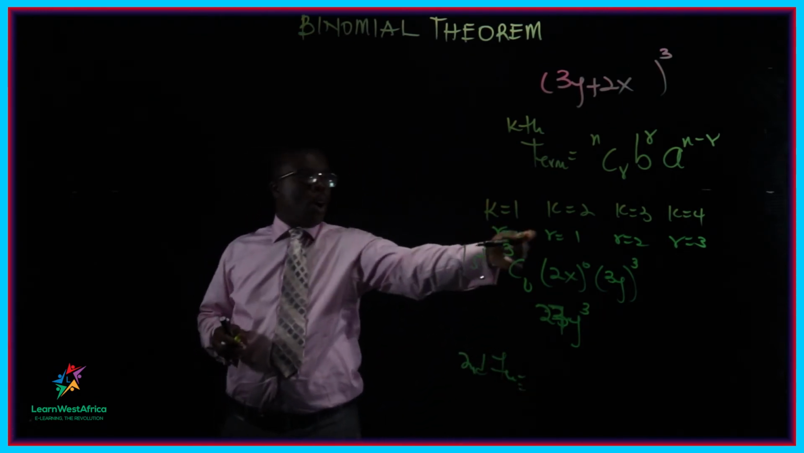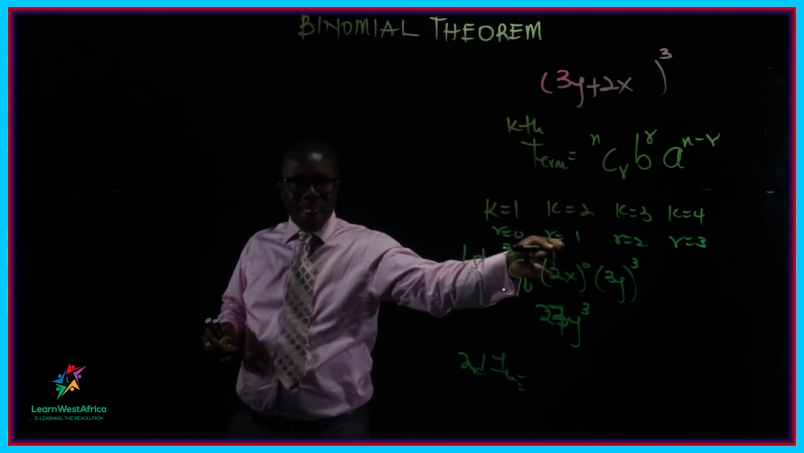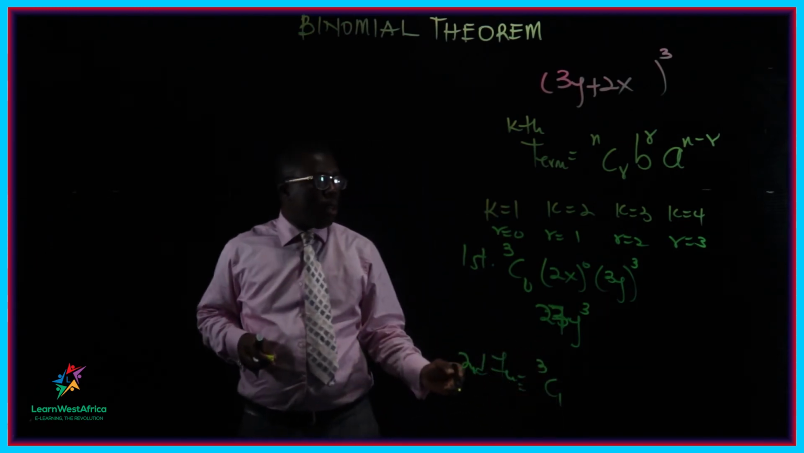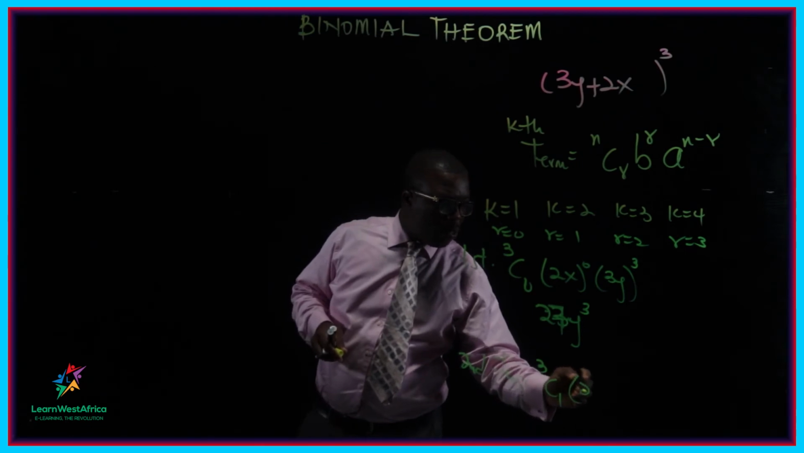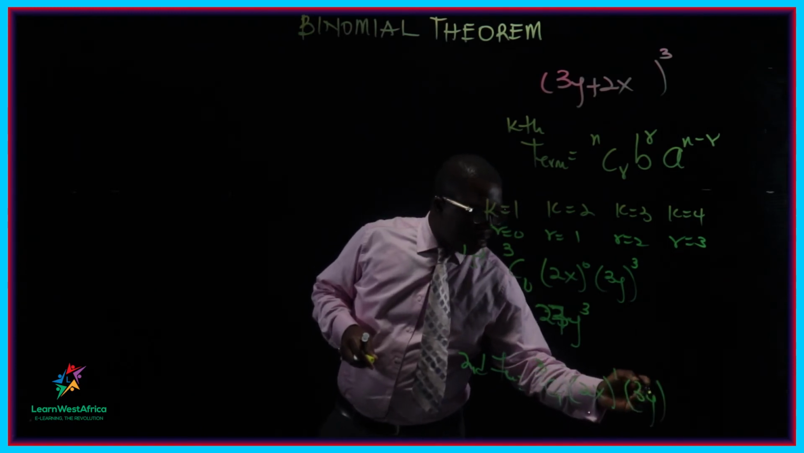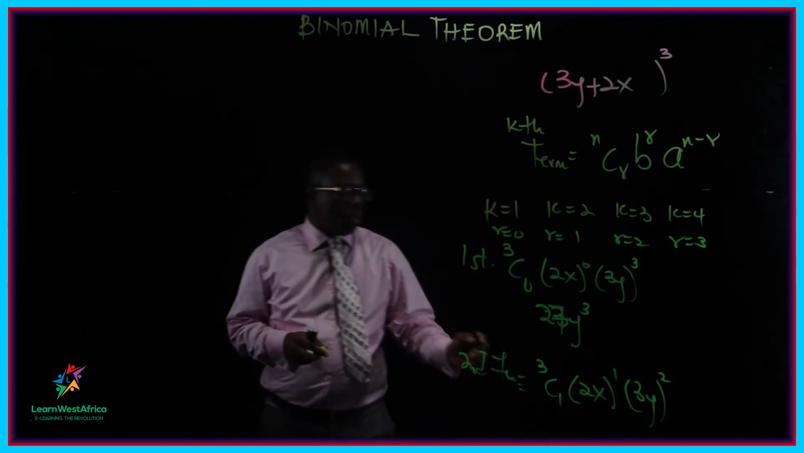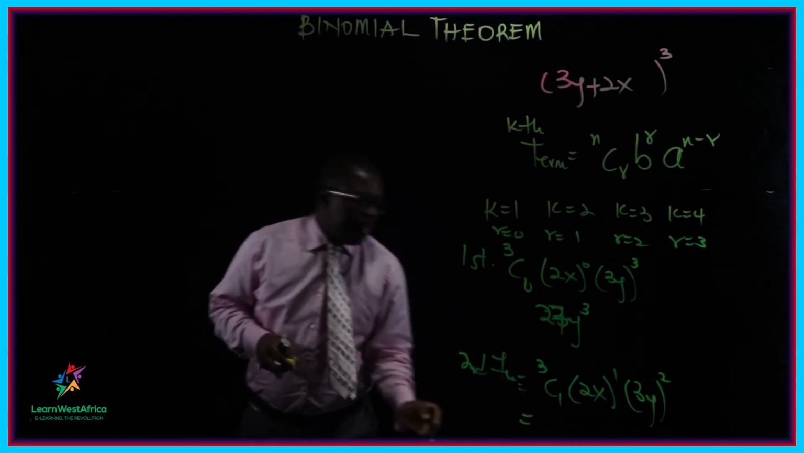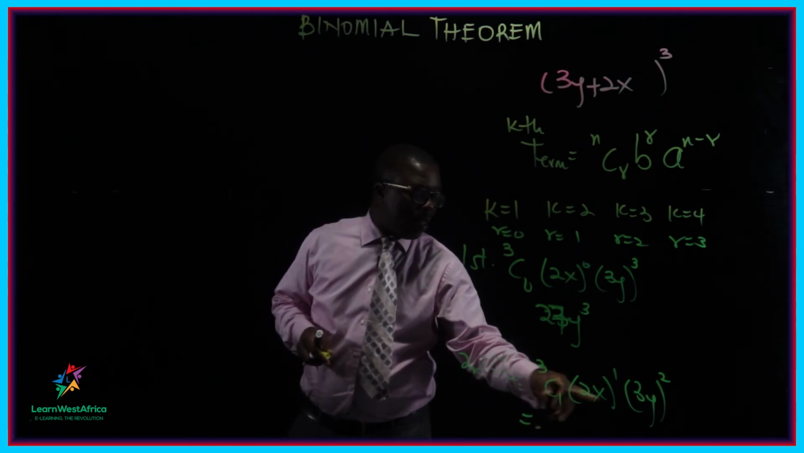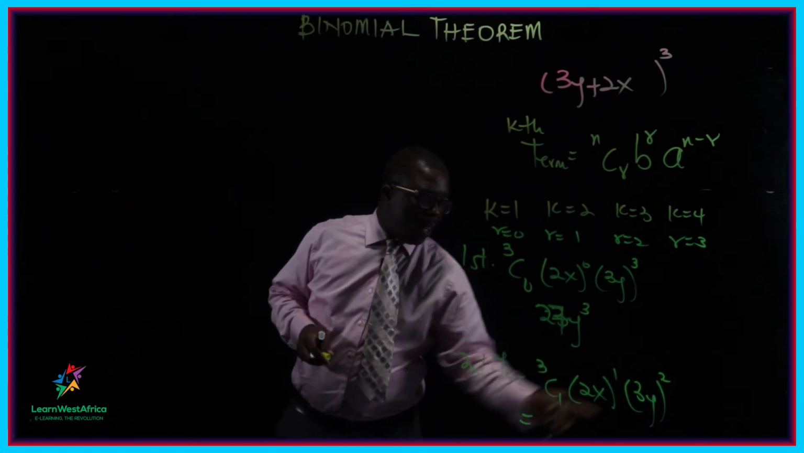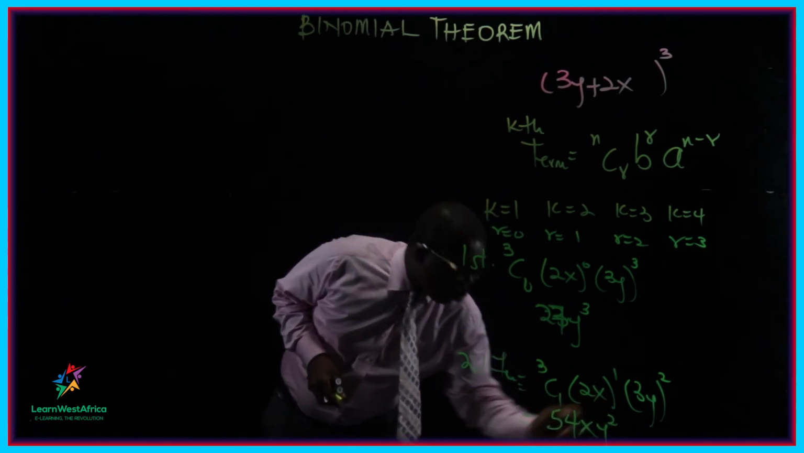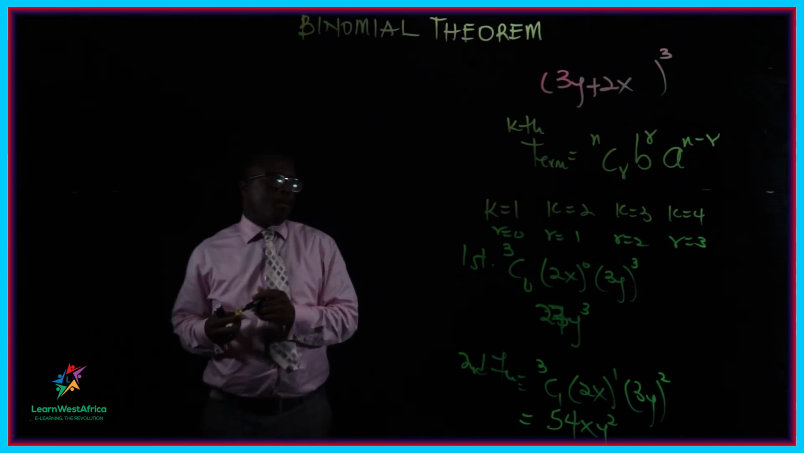For our second term, k is equal to 2. Therefore, the r that we will use is r equal to 1. What does that give us? We're going to have 3 choose 1, b to the power r, which gives us 2x raised to the power 1, and 3y all raised to the power 2. So what do we get? 3 choose 1 is 3, times 2 is 6. Then 3 squared is 9. So 6 times 9 is 54xy squared. Hope that is okay. 54xy squared.